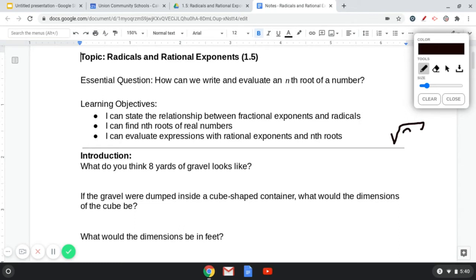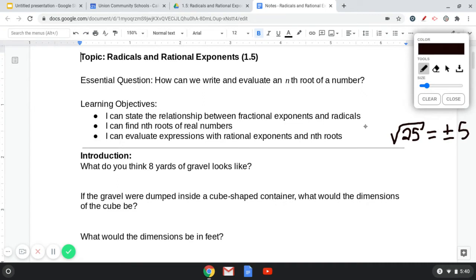So the square root of, say, 25, you know this can be positive or negative 5, because 5 squared or negative 5 squared is 25. Therefore, 5 is an nth root of a number. 5 is the square root of the number 25.